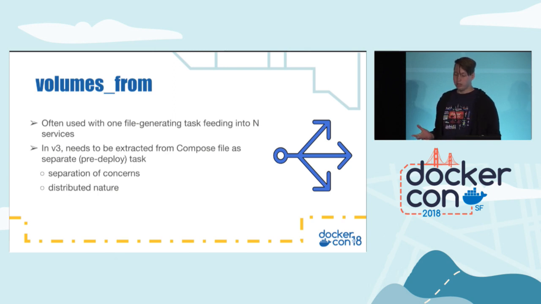So in version 3, the advice we have is to actually extract this from your Compose file and make it a separate task. This is because it's better for separation of concerns, and it better reflects the distributed nature of Compose in V3.